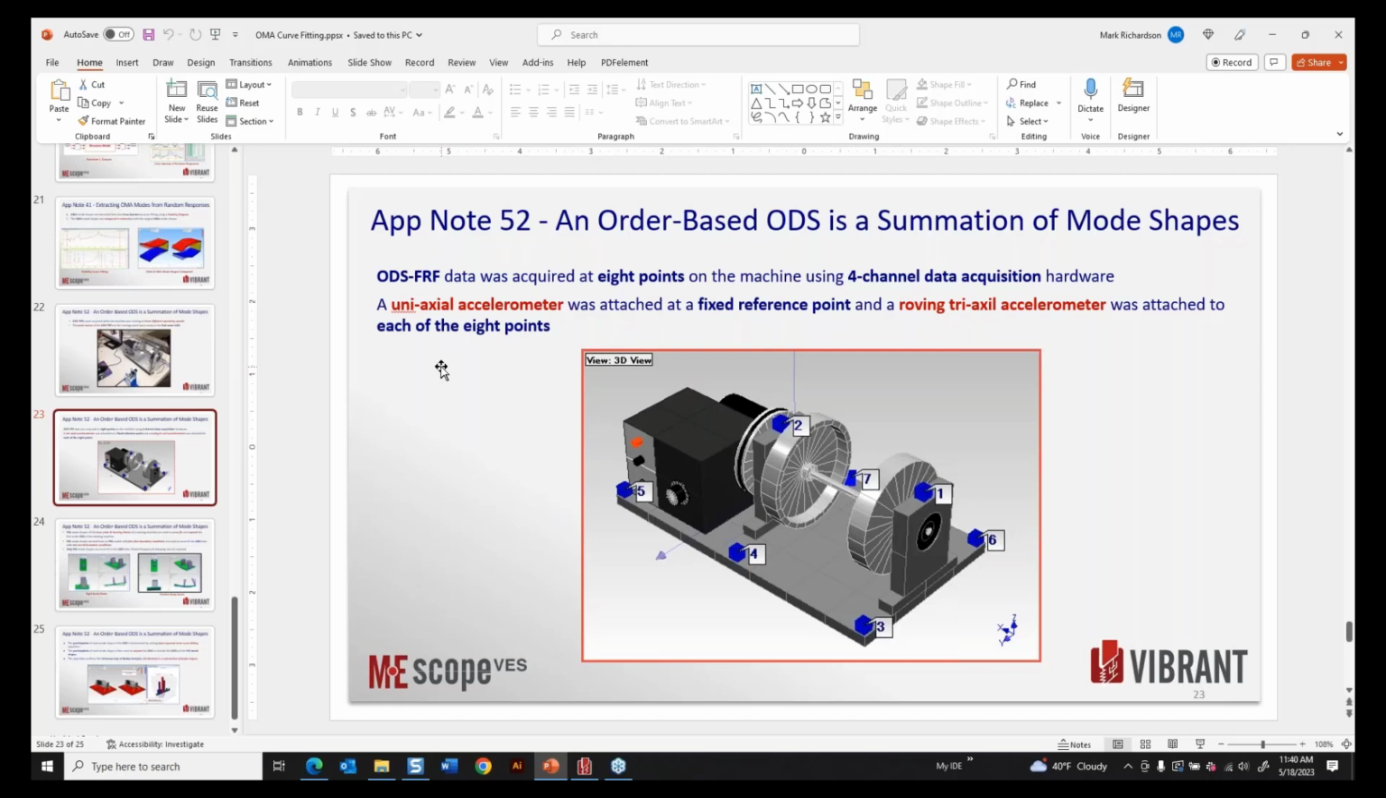So we can actually acquire data on this machine at any running speed by starting the machine with the accelerometer in one position, then moving it to the next position, acquire some data, next position. And that's generally how machine maintenance is done in the field with a 4-channel.